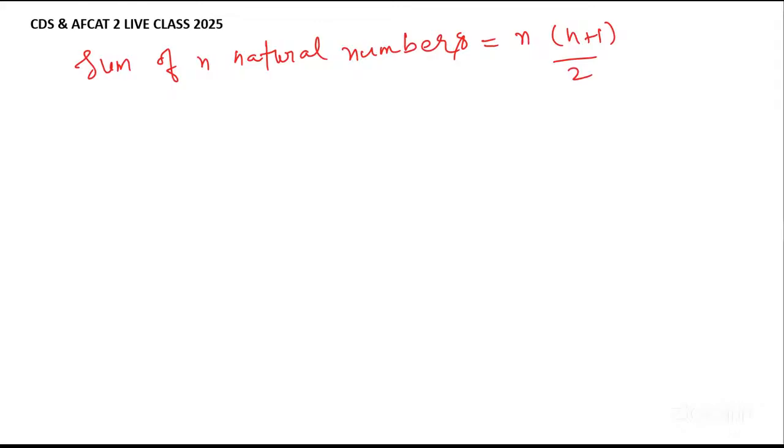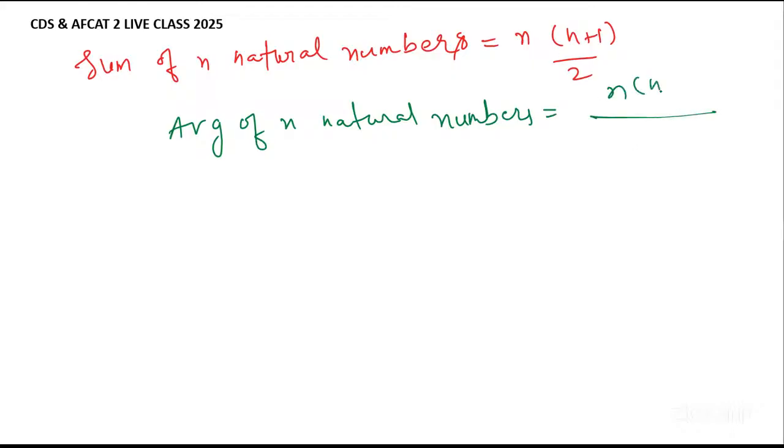And if we want to find the average of n natural numbers, then the average is equal to the sum, which is n into n plus 1 divided by 2, and we have the total numbers as n. n will cancel out and the average will be n plus 1 by 2. So it is the average of n natural numbers.